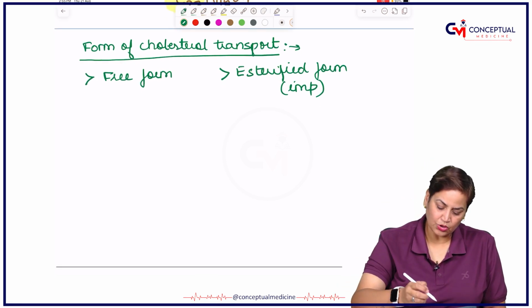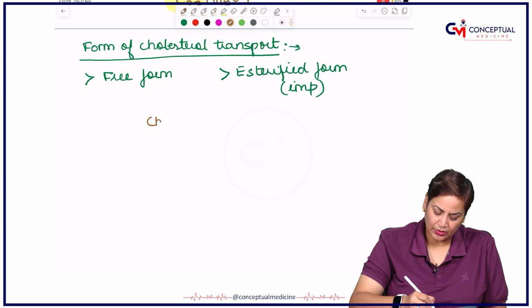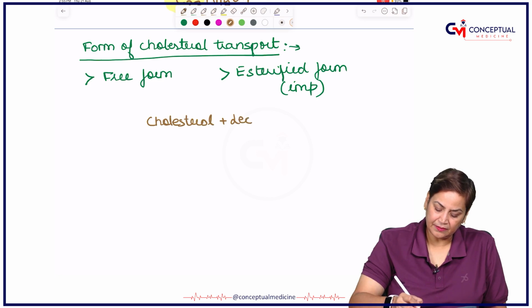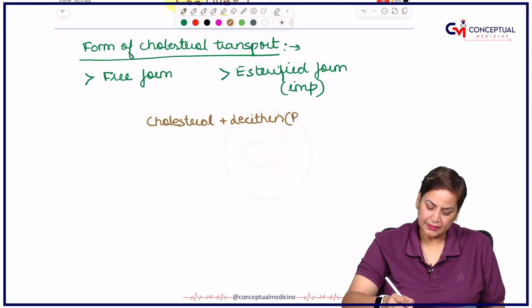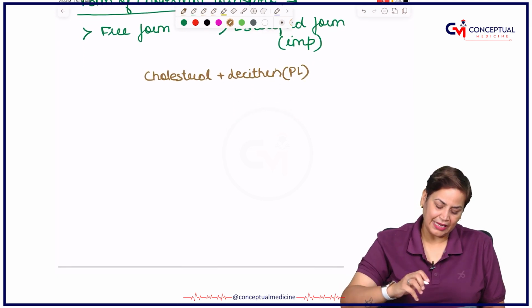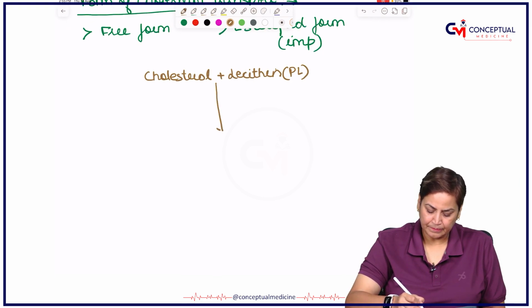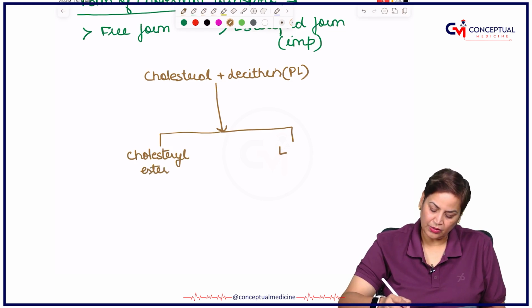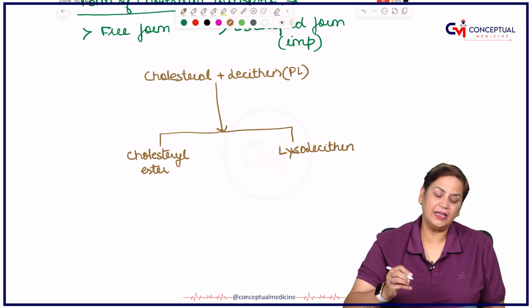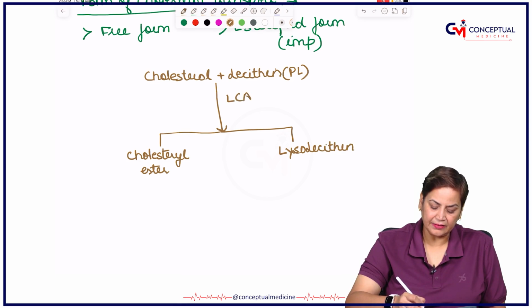Okay. So the reaction is this: cholesterol combines with lecithin. What is lecithin? Lecithin, we all know, is a phospholipid. So when this cholesterol combines with lecithin, it forms cholesteryl ester and lysolecithin. And the name of the enzyme is LCAT.